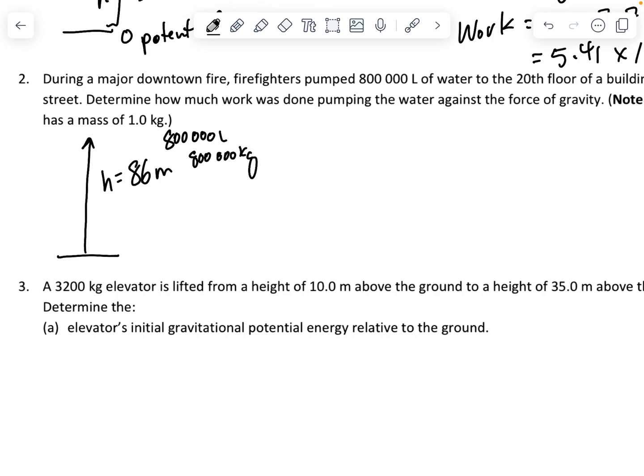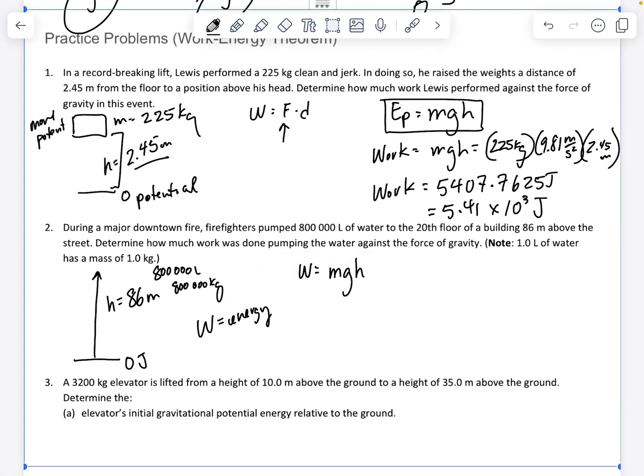Well, work is force times distance, but I don't have the force. I do have the distance, but I don't have the force. But what I do know is that work is equal to energy. And so my work is going to be equal to the mgh, because down here the water had 0 potential energy, and up at the top it has lots, right?